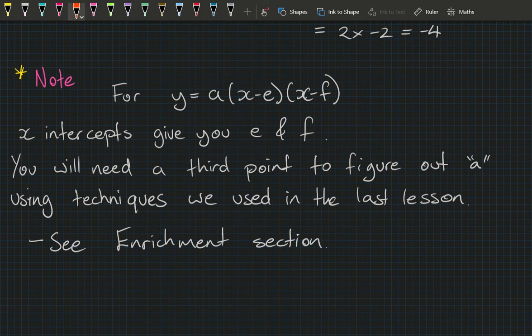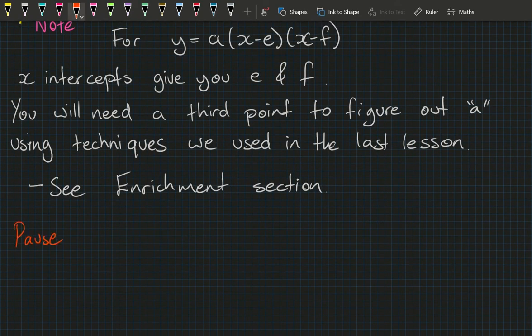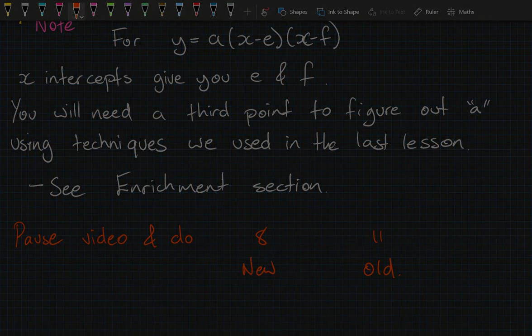Anyhow, right about now, you should pause the video and do question 8 in the new book and question 11 in the old book. And then come back for a summary, which will also have a mini challenge, and look at the way we could have a different a but the same intercepts. All right, I'll see you in that summary.